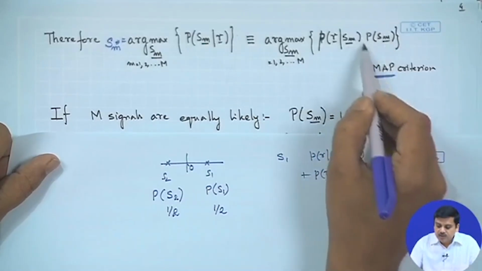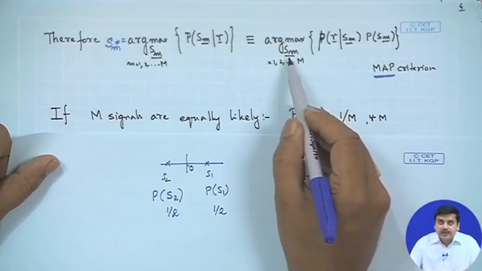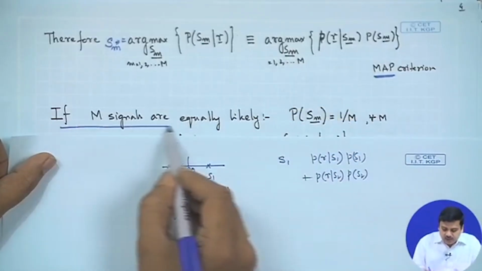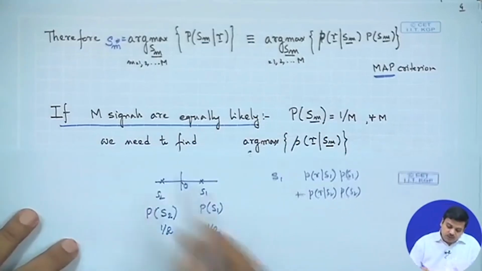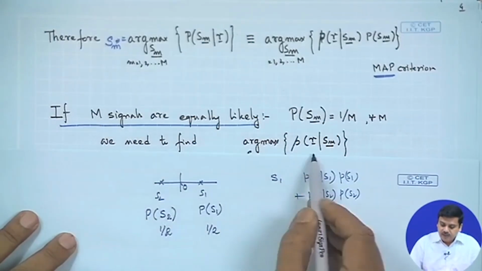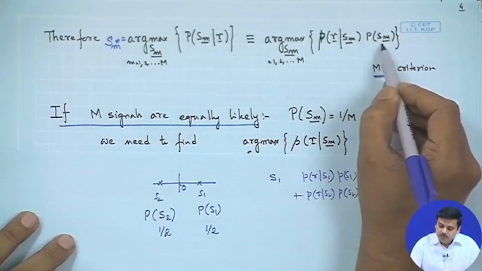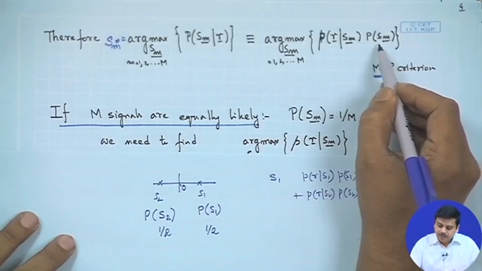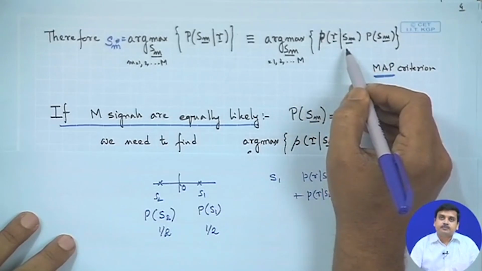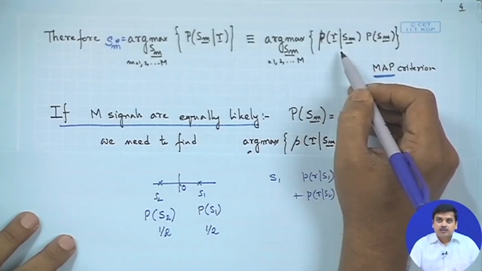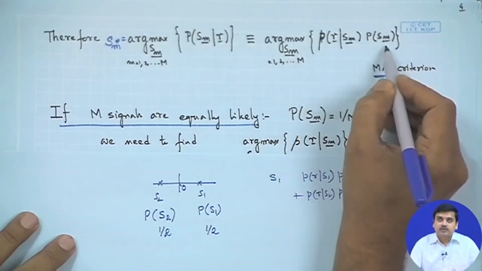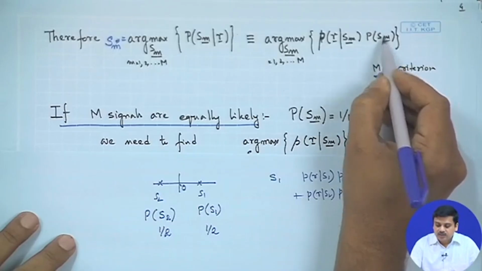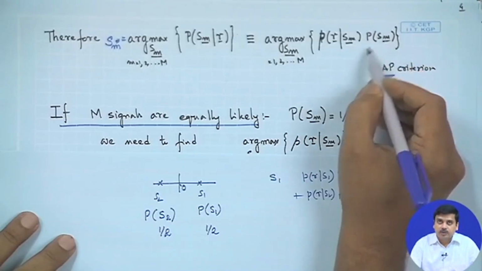This part is no longer dependent on Sm if the signals are equiprobable, that means they are equally likely. So, in such a situation, if they are equiprobable, we would simply put P of Sm as 1 over m and we are left with this term. Again, since we are talking about maximization over the argument Sm and this is not a function of Sm, we need not consider this term, we can drop this particular term.